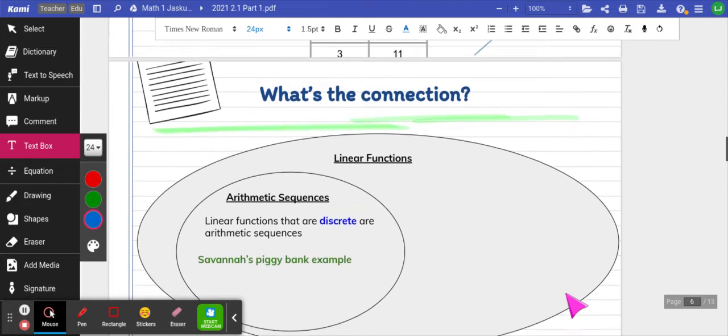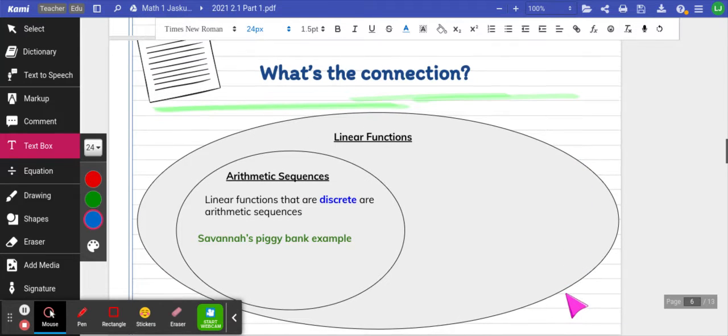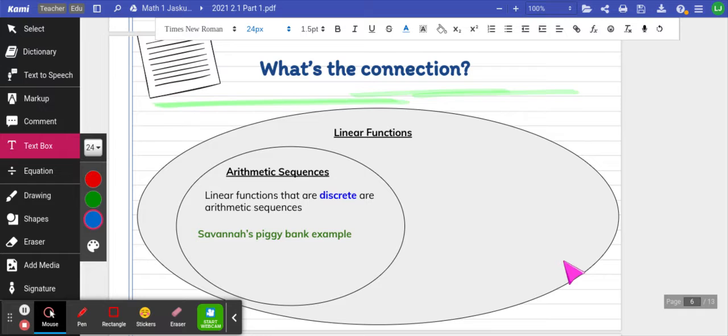Okay, so what's the connection between what you've already been doing and what we're trying to teach you now? We've been working with arithmetic sequences all school year. Arithmetic sequences are always discrete. So everything we've done in Module 1, those were all examples that were discrete. Arithmetic sequences are a small group of a larger group called linear functions.